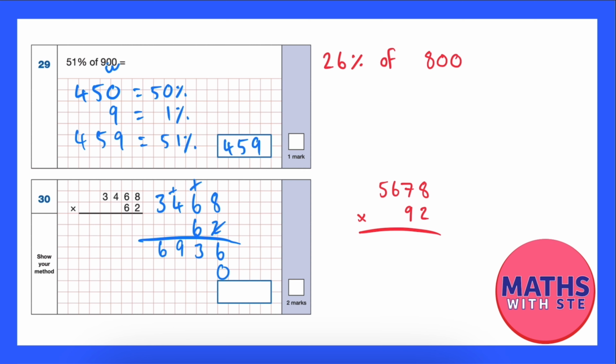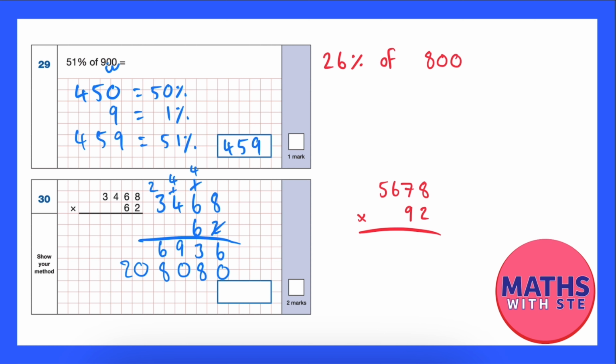6 times 8 is 48. So 8 there, 4 at the top. 6 times 6 is 36, add 4 is 40, so 0 there and a 4 there. 6 times 4, what's that? That's 24, add 4 is 28, so 8 goes there and 2 goes there. And 6 times 3 is 18, 19, 20, so 20 goes there.